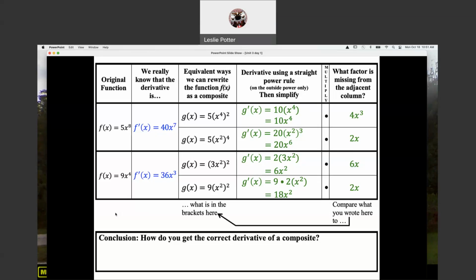Okay, so if I look here and I see 2x cubed, what's this derivative? The 3 comes down, you can do 6x to the second power. Okay. What's the derivative here?